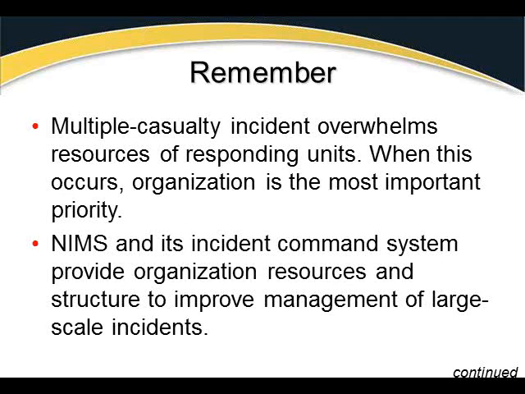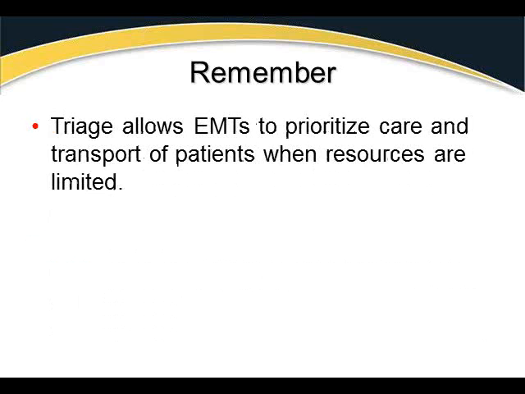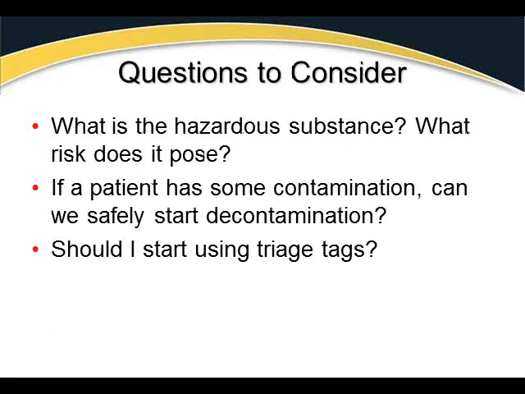MCIs are going to overwhelm all of our resources, and when this occurs, we have to try to remain organized. NIMS and the ICS provide us a structure that helps us manage these incidents. And triage allows EMTs to prioritize the care and transport of patients when resources are limited. So, questions for you to consider. What is a hazardous material or a hazardous substance, and what risk does it pose? If the patient is contaminated, what can we do to safely decontaminate them? And should I start using the triage tags?